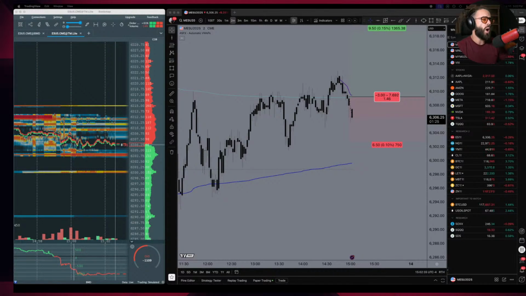Nice, nice. And the VWAP indicator just streamlines everything. It just makes it faster for you, you know?